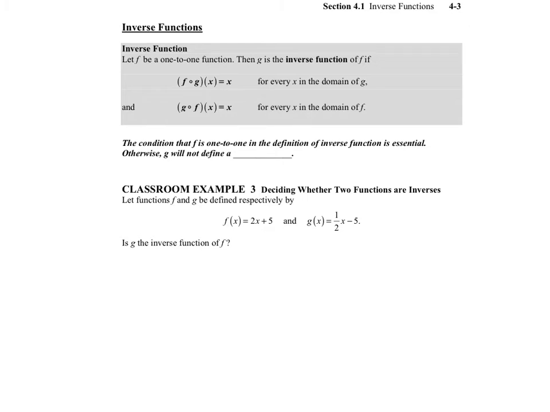Okay, deciding if functions are inverses. So inverse functions have to be one-to-one, and then you do f of g of x and it has to equal x, and g of f of x has to equal x. The condition that f is one-to-one in the definition of inverse functions is essential, otherwise g will not define an inverse.